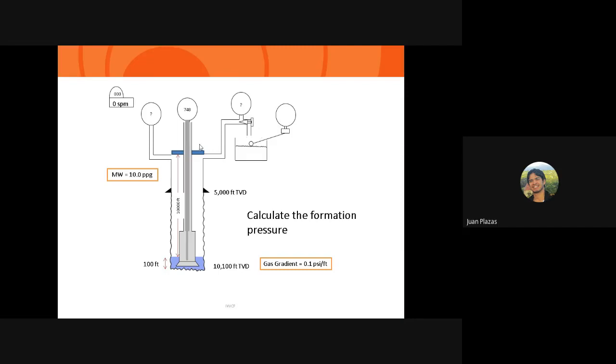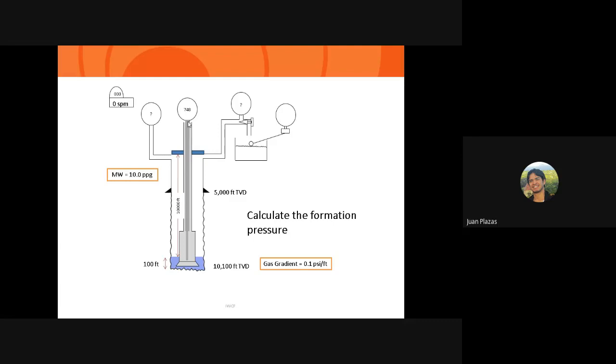Hydrostatic pressure, assuming that the influx is only in the annulus, our hydrostatic pressure, which is clean, is the hydrostatic pressure in the drill string. So our mud weight is 10 ppg. The well is at 10,100 feet. And the gas gradient is 0.1 psi per foot. What we need to do is calculate the formation pressure. It's very easy to do.